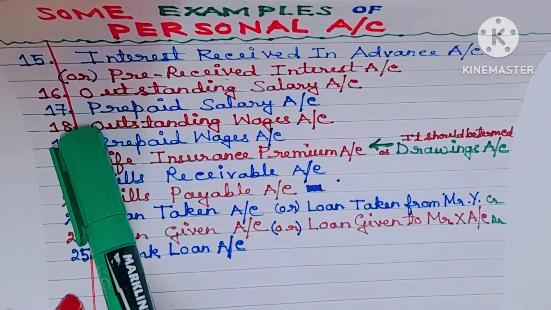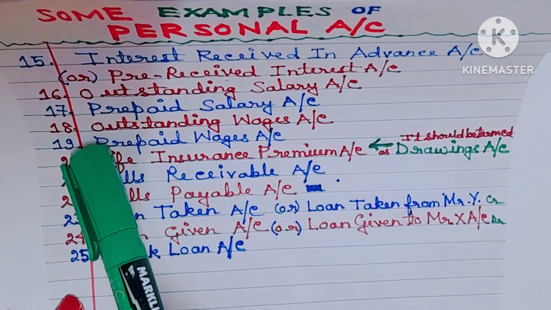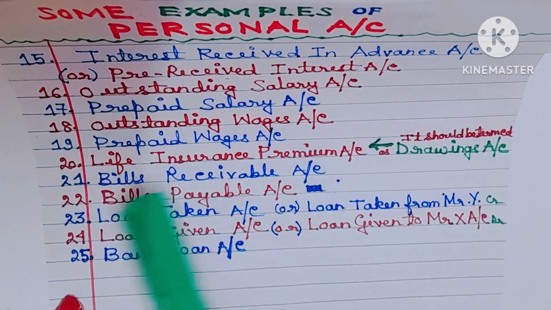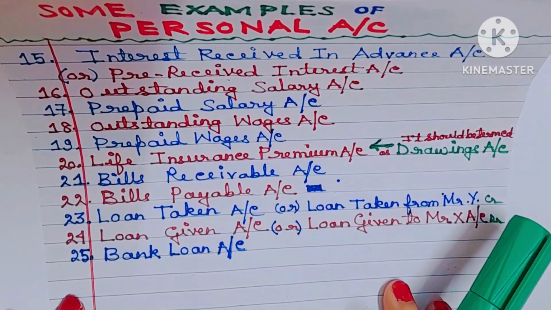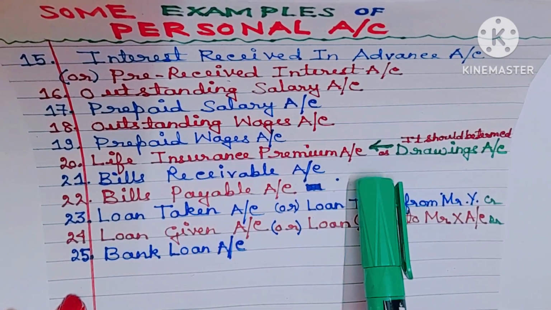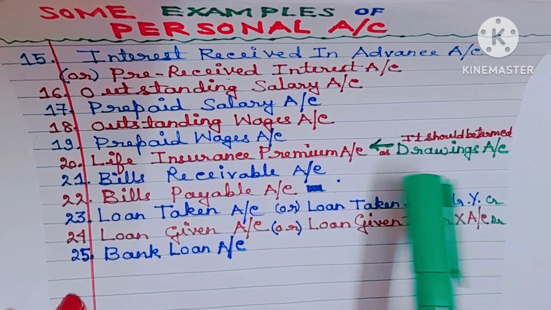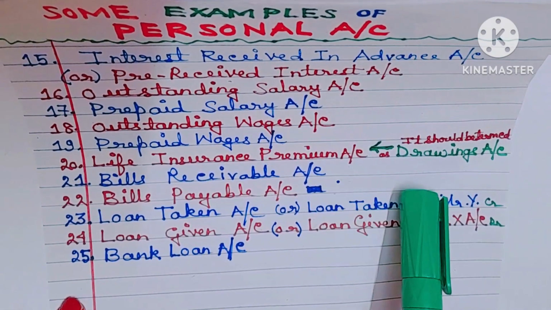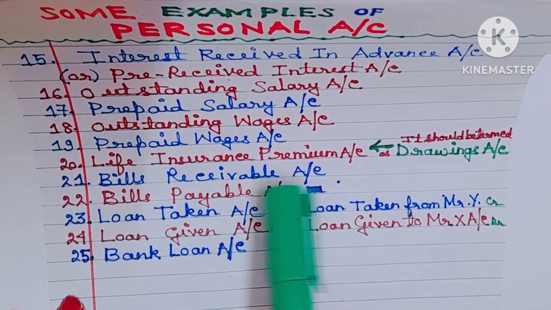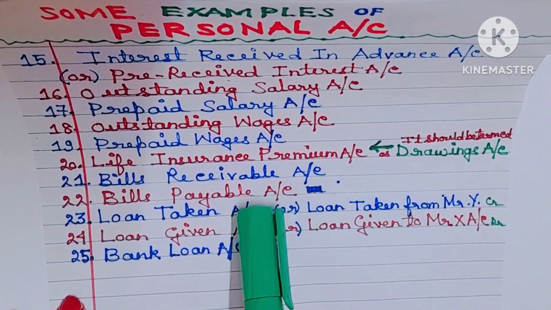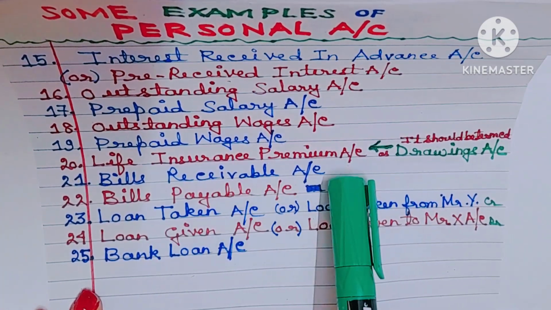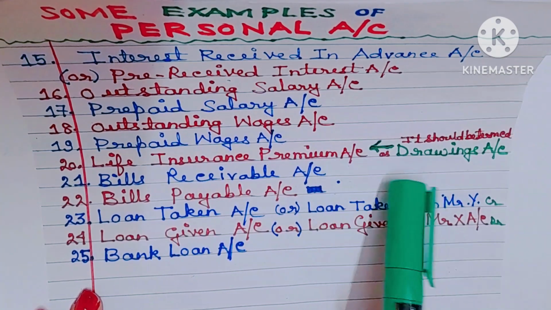Number 17, prepaid salary account. Number 18, outstanding wages account. Number 19, prepaid wages account. Number 20, life insurance premium account. Please remember, instead of life insurance premium account, you got to write drawings account debit to cash account or bank account in journal. Please do not write life insurance premium account debit to bank account or cash account, because life insurance premium account is a personal expense of the proprietor.